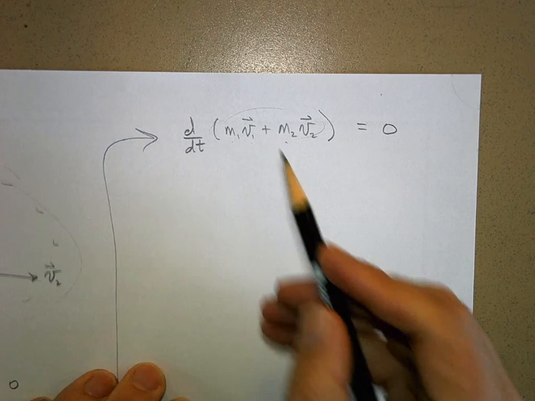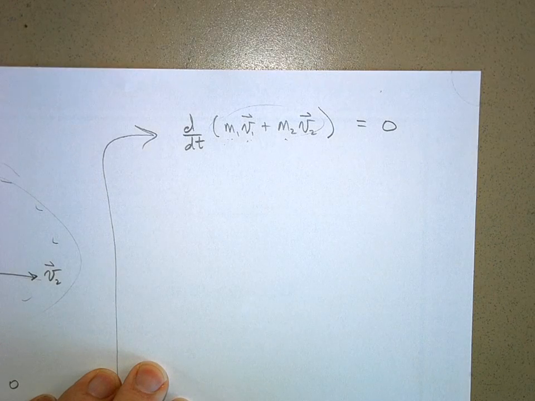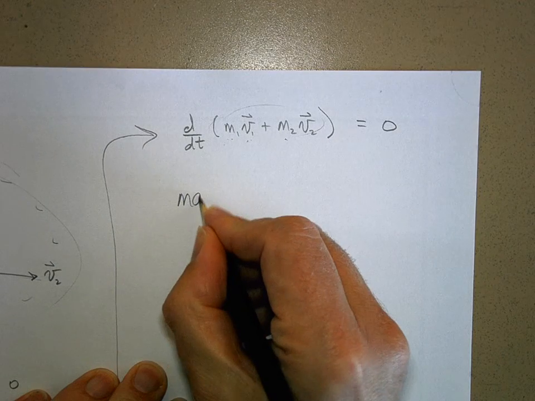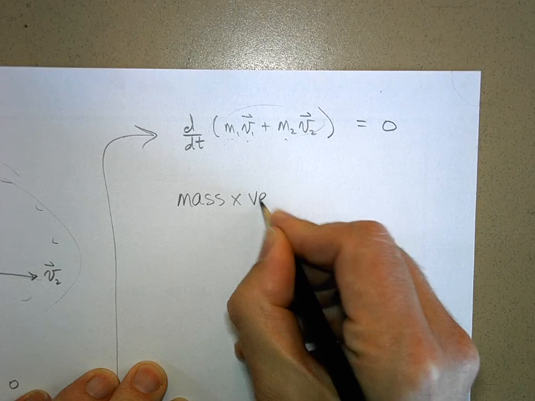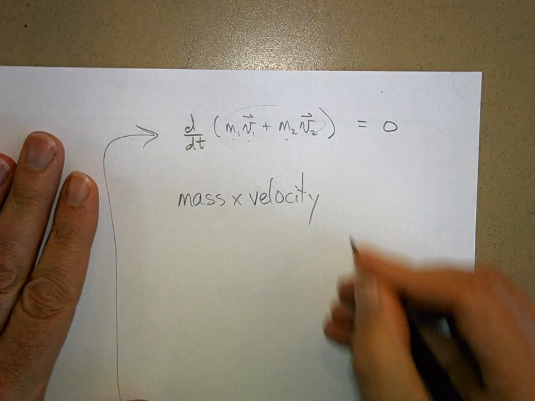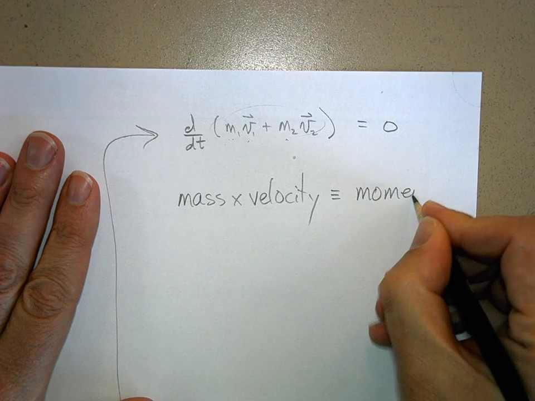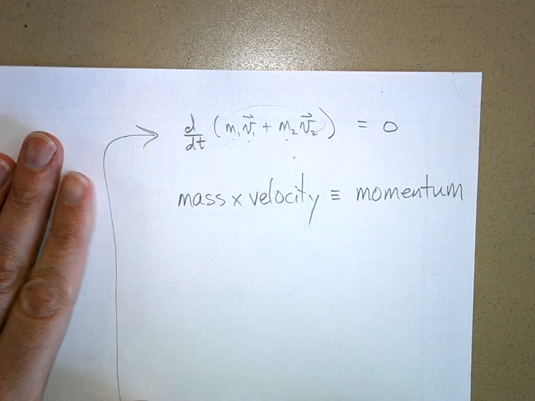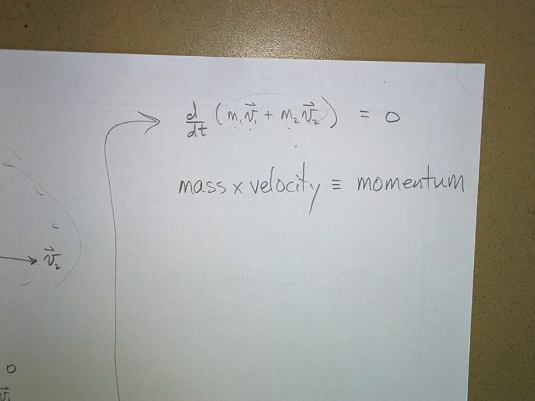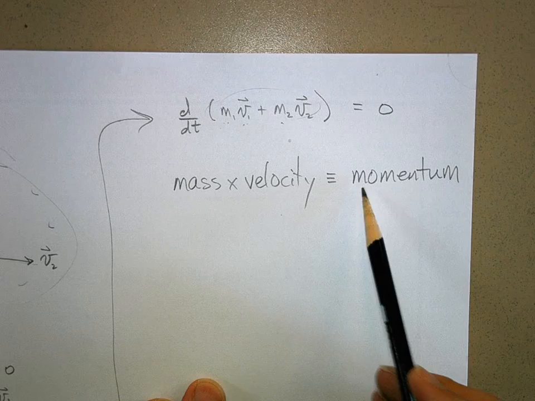So we have a name for this, the mass of an object times its velocity. Mass times velocity. We call it, by definition, momentum. So momentum, how's that working out for you? You getting it done? Okay, mass times velocity is called momentum.